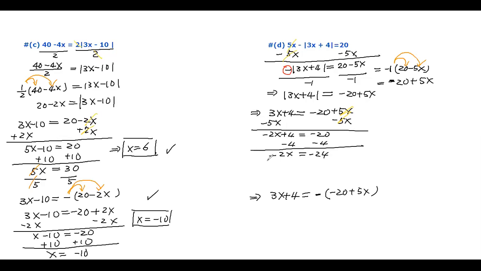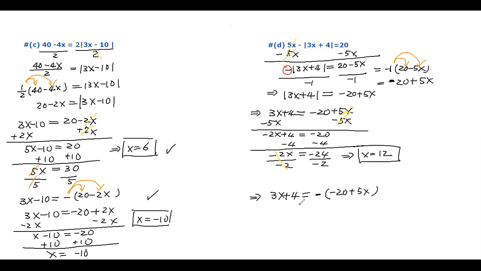Now I need to solve for x. What do I need to divide by? I need to divide by negative 2, right? When you divide by negative 2, these two cancel. So what do you have here? I have x equal to 12. So this is one of my solutions.